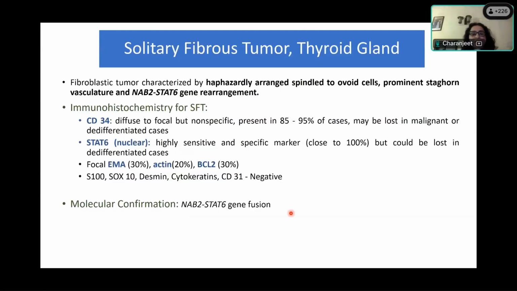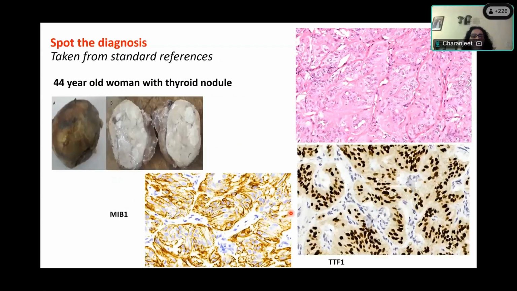Okay, now next spotter. Can anyone identify? Spot the diagnosis: 44-year-old woman with thyroid nodule. You can see the gross morphology. Then look at the H&E slide, and then TTF1 and MIB1 have been done. Anybody?